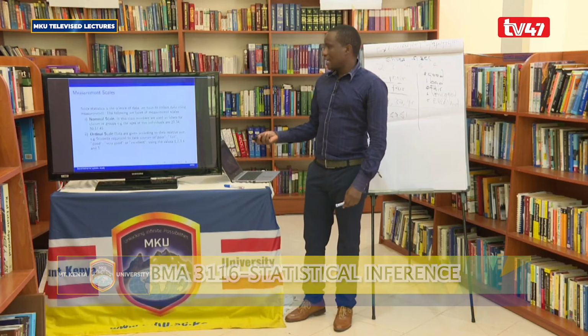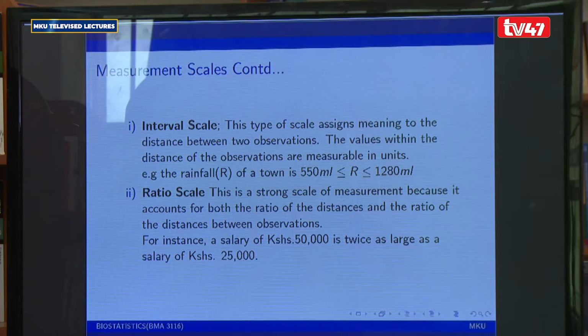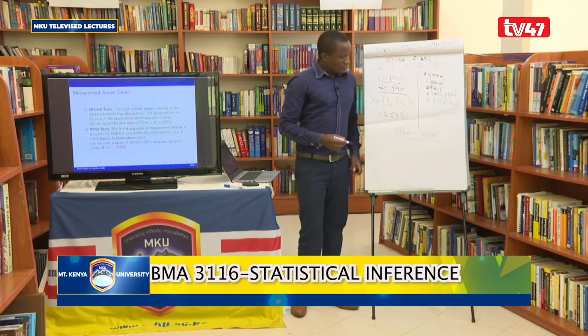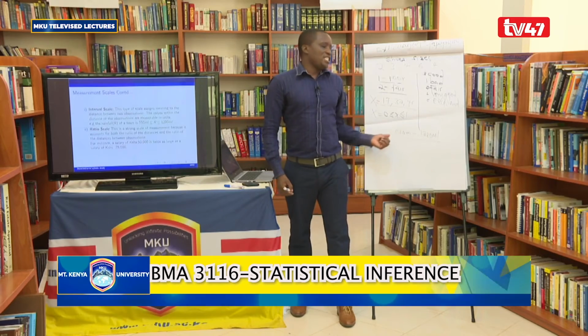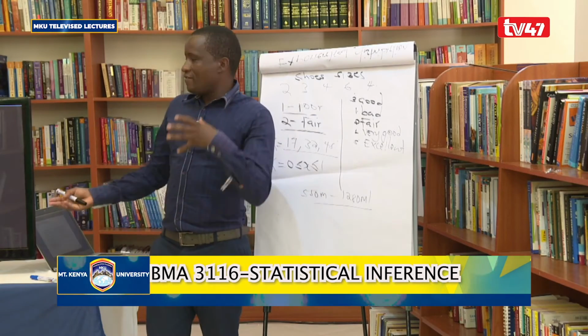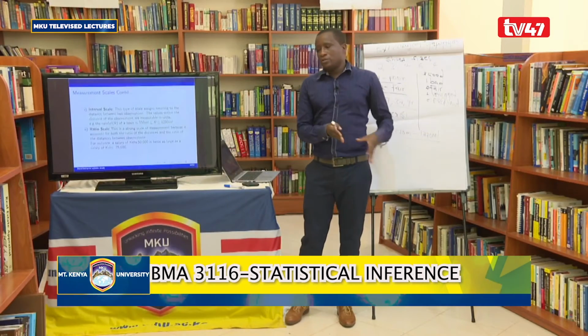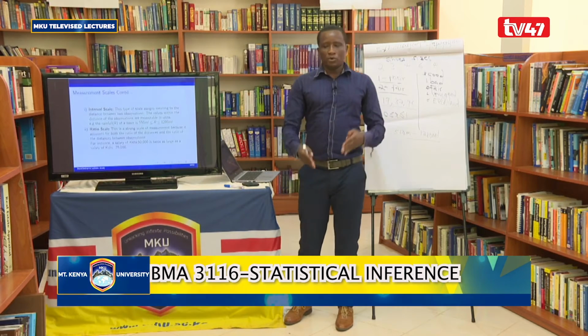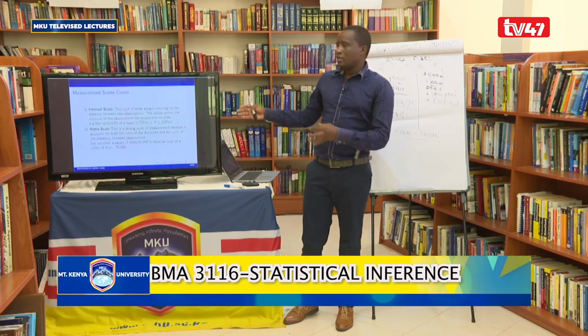The 4th type of scale is called interval scale. This scale is possible for measurements such as rainfall. For instance, consider the rainfall of a place being given to be in the interval 550 milliliters to 1280 milliliters. So it means that any value in this interval qualifies as the rainfall for that place, because at a given point, someone has measured the least amount of rainfall received in that region and the highest possible rainfall amount recorded in that region, and they have given you an interval.